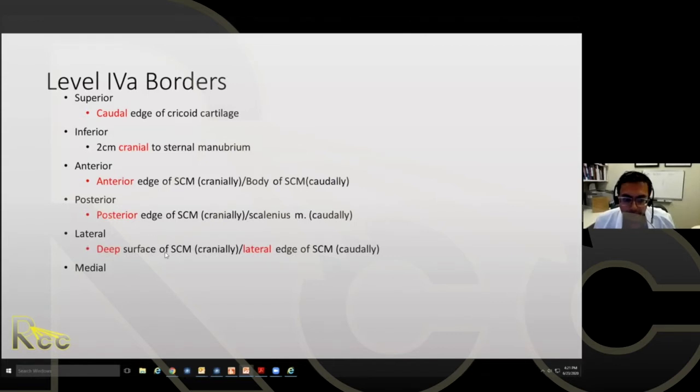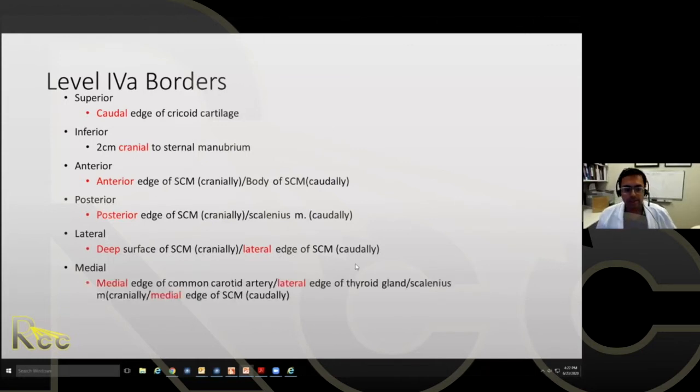Lateral border is again the deep surface of the sternocleidomastoid muscle, but lower down it becomes the lateral edge. And then the same thing here, it's a little different in regards to the medial border. You have the medial edge of the common carotid artery, but also the lateral edge of the thyroid gland, the scalenus muscle cranially, and the medial edge of the sternocleidomastoid muscle caudally, and I'll show you this. So you have multiple borders.